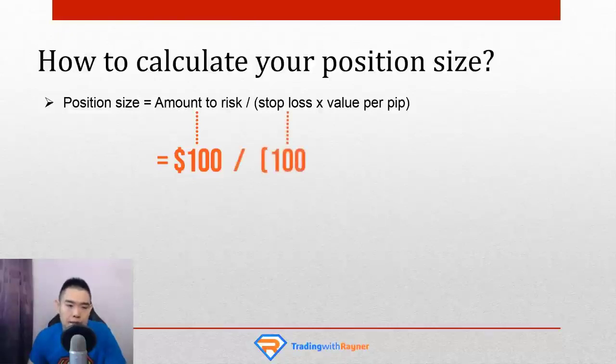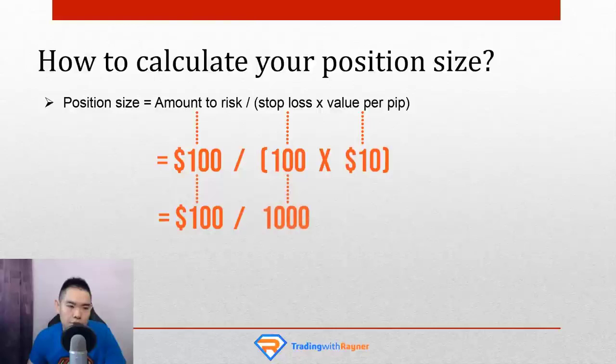And your value per pip, right? Let's say you're trading Euro USD, it is $10 per pip for a standard lot. So you put here 10. You plug in the numbers, you get 100 divided by 1,000. And if you do it, you end up with 0.1 standard lot, which is equivalent to 1 mini lot.